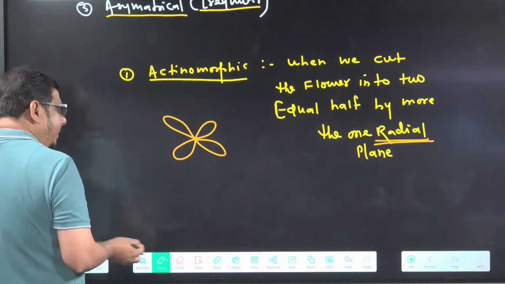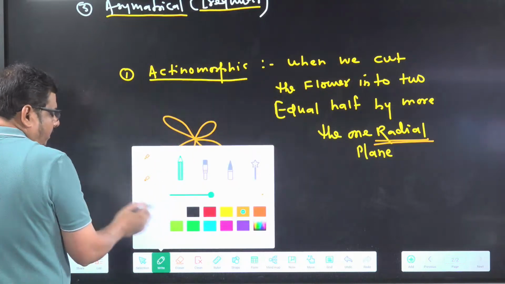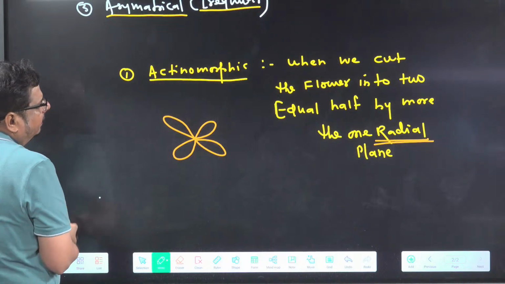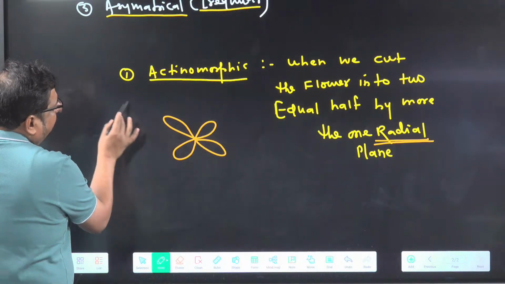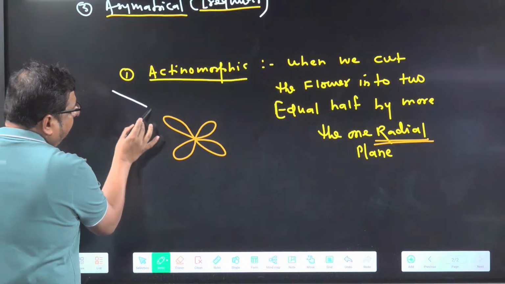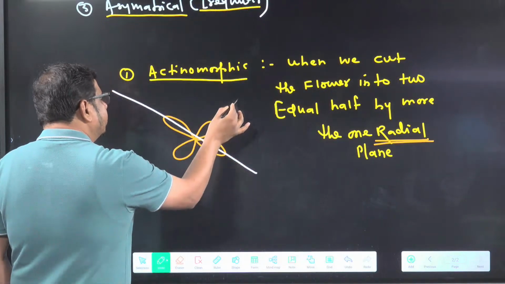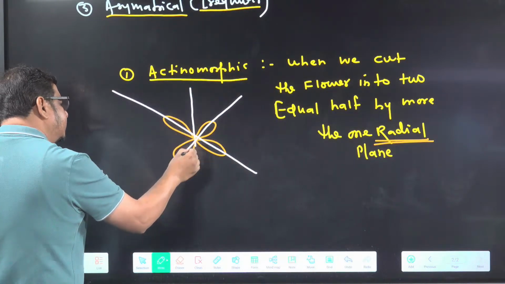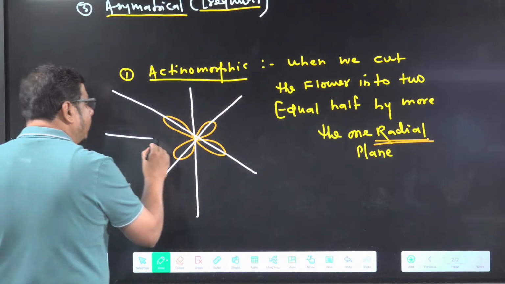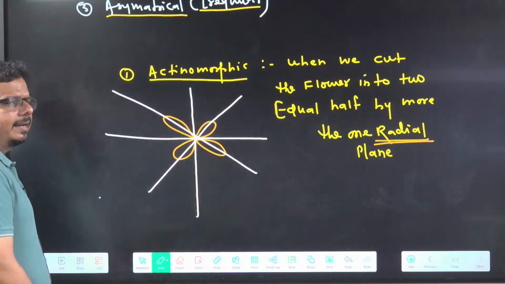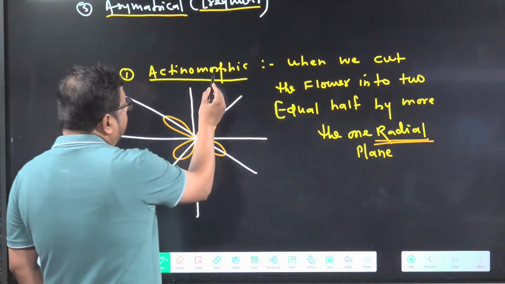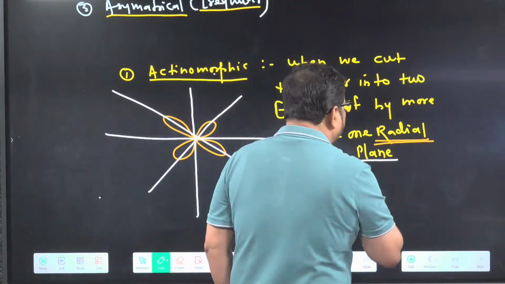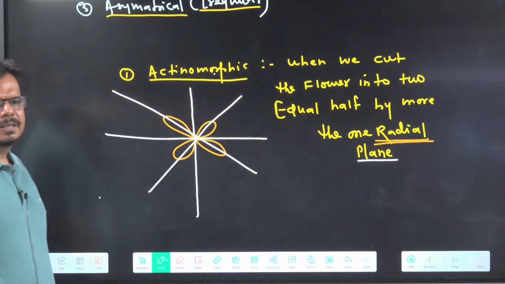Got the idea? So here we can cut. During drawing, one may become somehow smaller or some become bigger, but it is which kind of flower? Actinomorphic flower. We are cutting it like this, into two equal halves. Understanding the idea or not? So we are cutting this flower into two equal halves by more than one radial plane. It is called which one? Actinomorphic flower. Picture came or not?